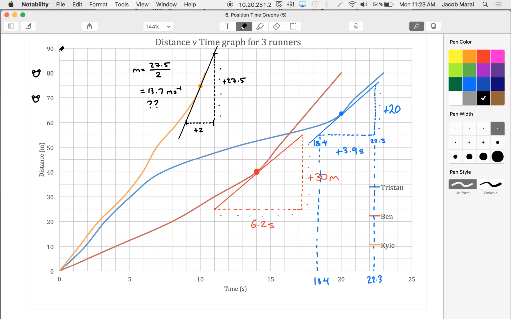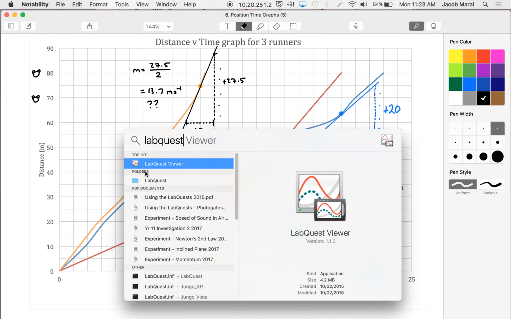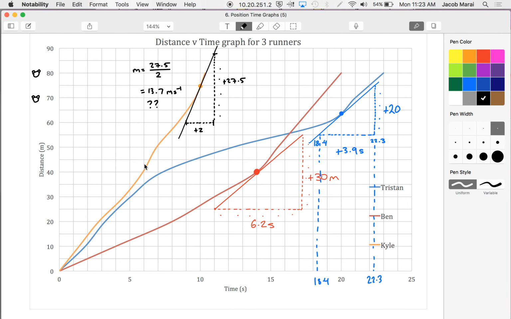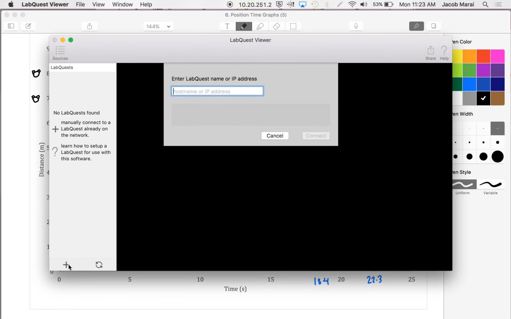Are we all good now? So, how long have we got? Half an hour. Let's have some fun. LabQuest Viewer. And I hope, we sometimes have issues with these things. I'm going to just connect to this here thingy-majiggy. 10.61. So yeah, you can pack away your things.